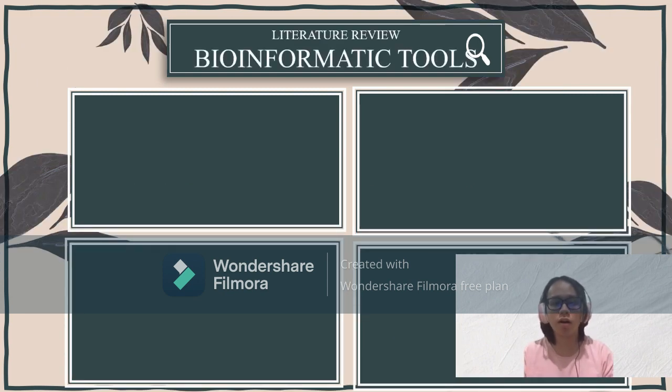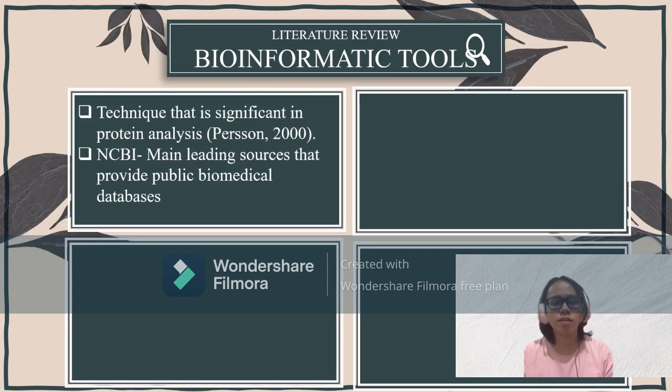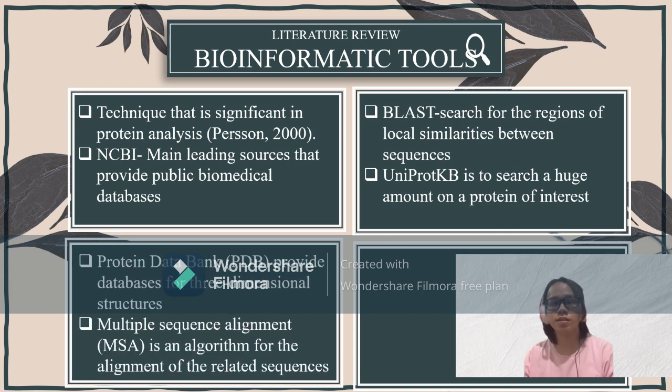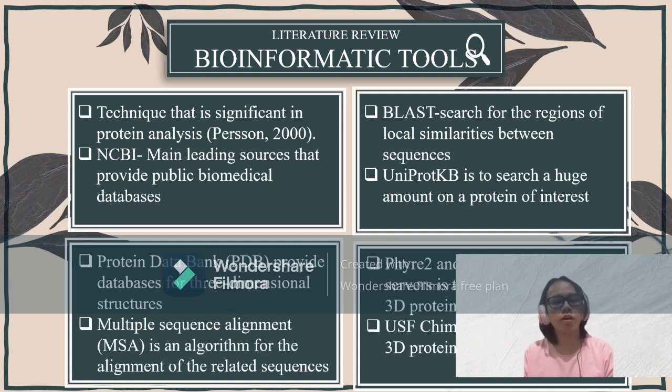Bioinformatic tools are techniques that are significant in protein analysis. Examples of tools are NCBI. NCBI is one of the main leading sources that provide public biomedical databases and other information such as protein sequences. Next is BLAST. The function of BLAST analysis is to search for regions of local similarities between sequences such as amino acid sequences and nucleotide sequences.